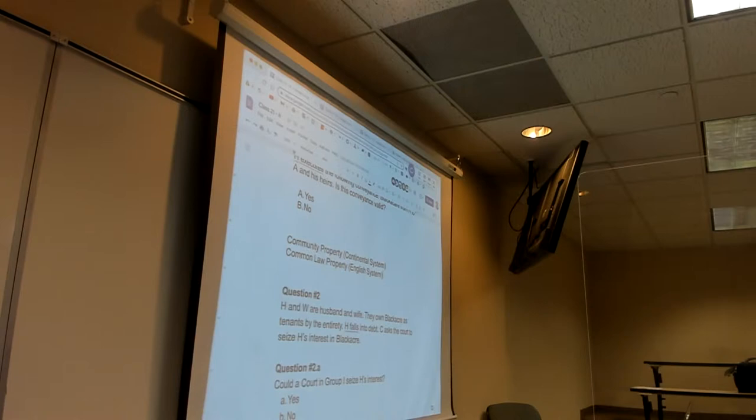At common law, the husband was in charge. The husband can control everything. If the husband could control everything, the creditors could seize whatever the husband controls. That's the rule. Whatever you can control, you can seize. So because the husband controlled all marital assets, guess what? The creditors can seize all the marital assets. They can.